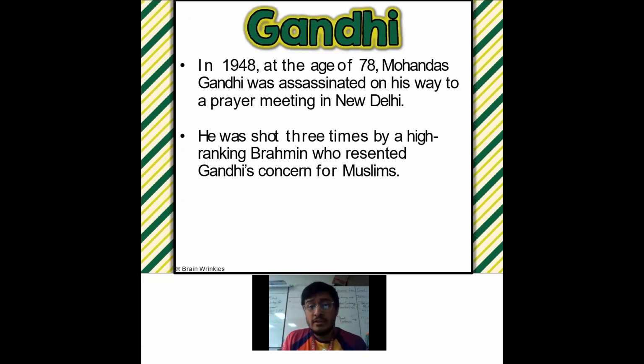So in 1948, at the age of 78, Mohandas Gandhi was assassinated on his way to a prayer meeting in New Delhi. He was shot 3 times by a high-ranking Brahmin. Remember, we talked about them for our notes lesson, who resented Gandhi's concern for Muslims. Okay, so basically someone who was very high in the Indian caste, a Brahmin, who I'm assuming was Hindu. He did not like Gandhi's religious tolerance for other religions, such as Muslims, and that's actually why he ended up killing him.